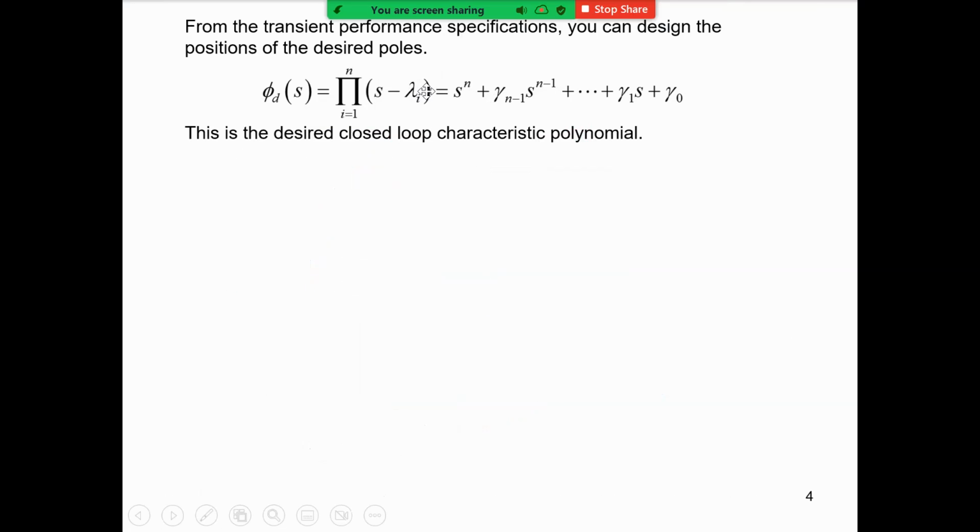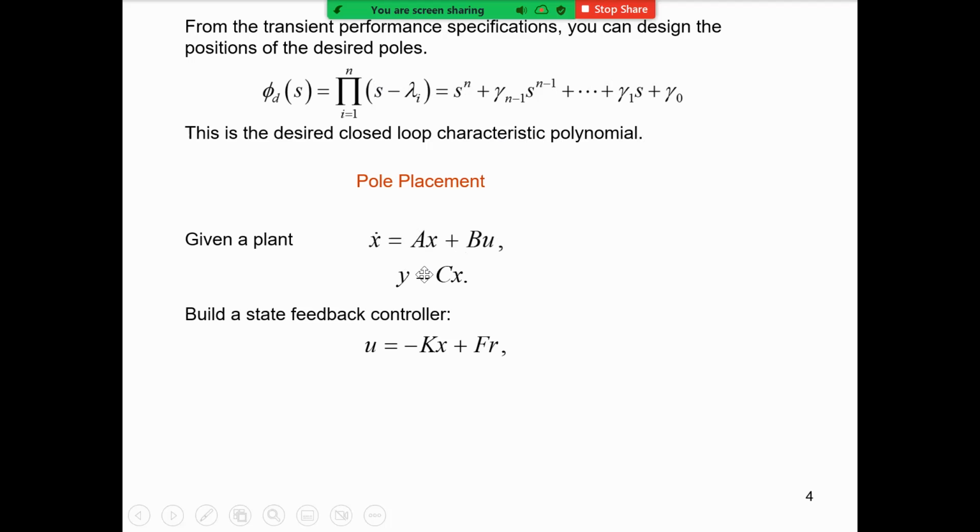I just put those poles together, right? Those factors, multiply them together, right? This would be the closed loop characteristic polynomial. And then we have our pole placement problem to solve. The original plant system here is described by this A, B, C.